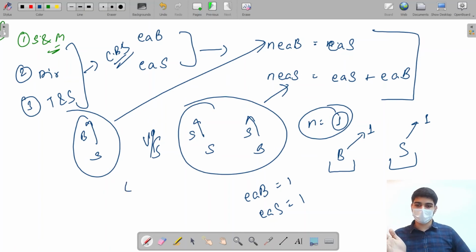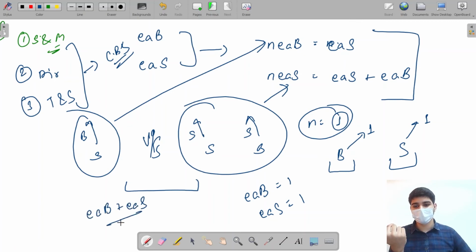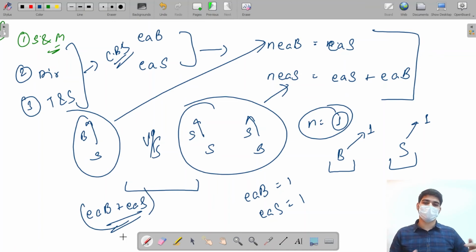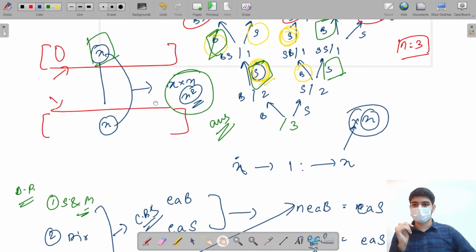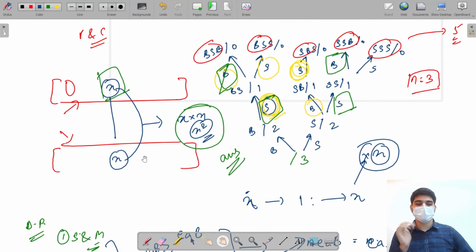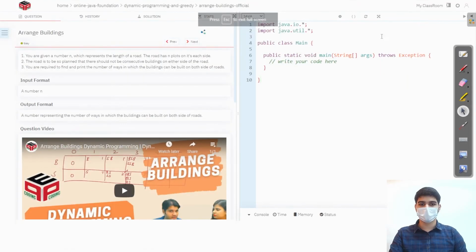So after the for loop is over, after we are done calculating for the current state, which is equivalent to n, for a single side of road, the total number of configurations would be EAB plus EAS. And then we just have to square this number to get our answer, because we have to provide the configuration of both sides of the road, which is discussed over here, right? Seems pretty simple and exactly the same as the previous question. So let's jump on to the code editor and code this, right?